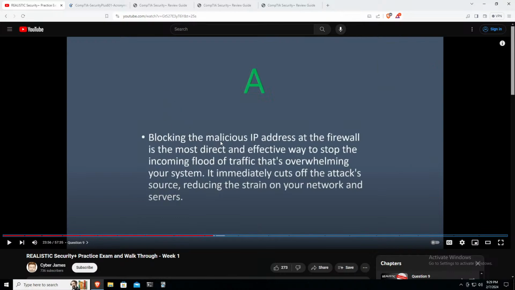Yep. Blocking the malicious IP address at the firewall is the most direct and effective way to stop the incoming flood of traffic that's overwhelming your system. It immediately cuts off the attack source, reducing the strain on your network and servers. Yeah, got it right. So let's move on.